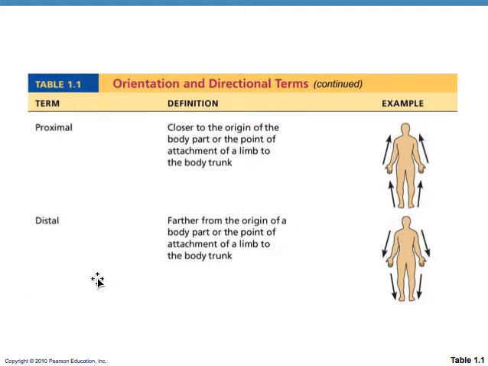We use the terms proximal and distal, remember, solely when we're talking about appendages. Proximal and distal are both in reference to that point of attachment on the body, so the point of attachment to the trunk of the body. We use this when we're referring to limbs. We would say that our elbow is more proximal than our fingers, and our toes are more distal than our knee. So proximal means close to that point of attachment, whereas distal means further away from that point of attachment.